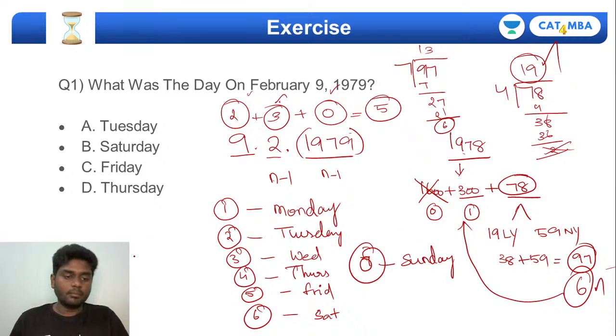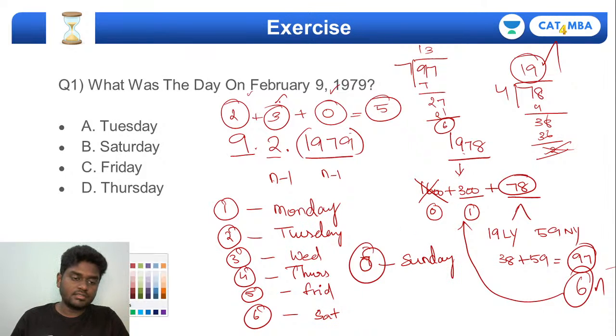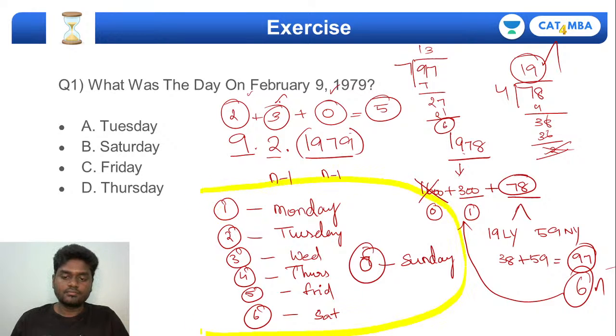So this is really, really important. I just want to really highlight this. Very important, this one, guys. If you got 1 odd day, then the respective day is Monday. If it is 2, Tuesday. Very easy to remember, no?